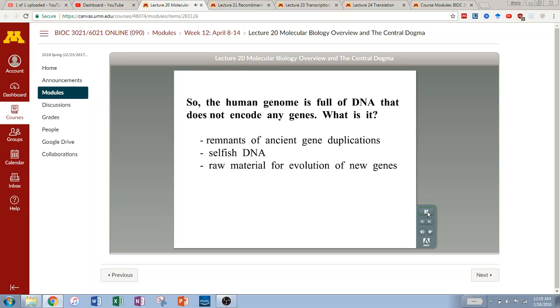The human genome has a very high percentage of DNA that doesn't encode any genes. What's the purpose of that non-functional DNA? Some of it represents remnants of ancient gene duplications. Some of it is so-called selfish DNA. These regions may represent raw material for the evolution of new genes.